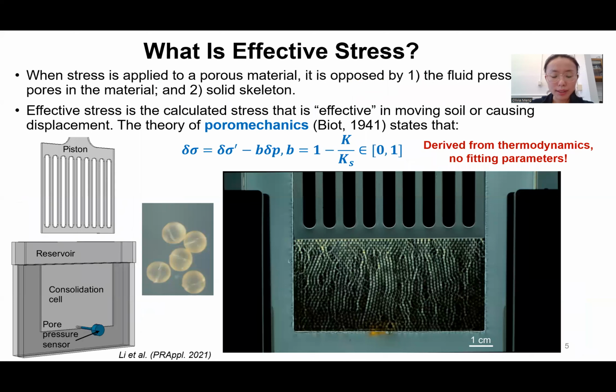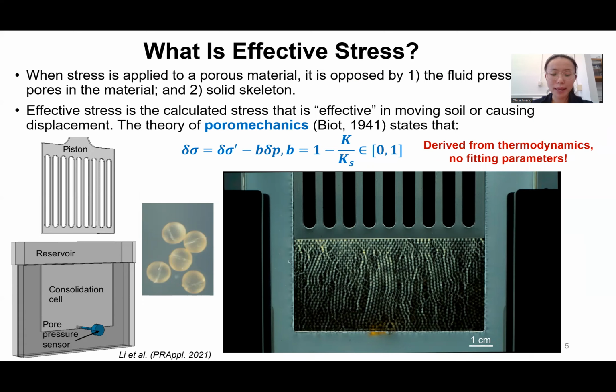Before jumping into modeling details, let me first introduce an important concept in poromechanics, which is effective stress. When stress is applied to a porous material, it is opposed by the fluid pressure filling the pores in the material and also the solid skeleton. Effective stress is the calculated stress that is effective in deforming the solid skeleton, or in other words, causing displacements. And therefore, this is the stress we need for fracture analysis.